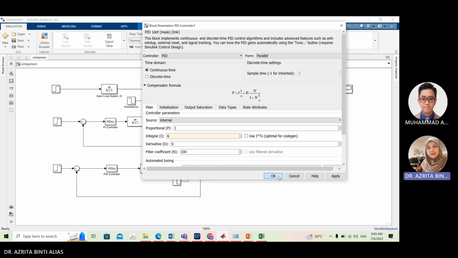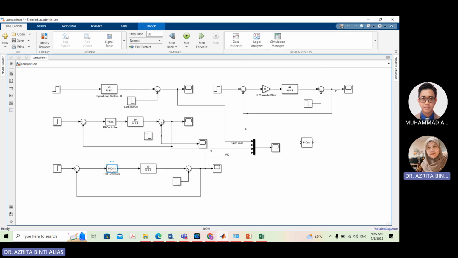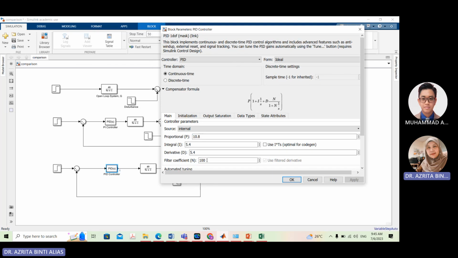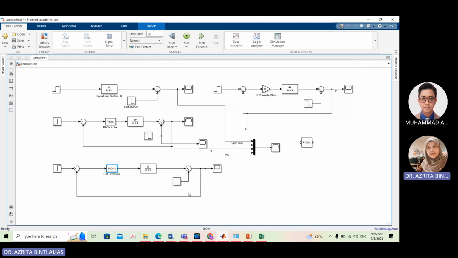Understand? So this is the integral, and the same PID controller block, but for the PID controller, you can see here I put the value of D. That means this is the PID controller. The rest is the same.